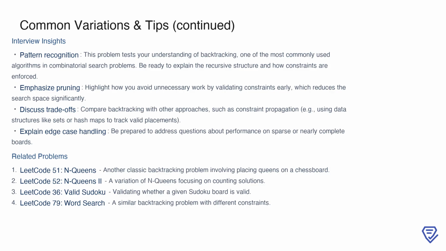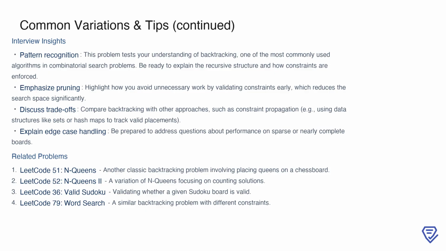Now, from an interview perspective, this problem is an excellent way to showcase your understanding of backtracking, a fundamental algorithm for combinatorial search problems. You should be ready to clearly explain the structure of your recursive function and how you enforce constraints at each step. Additionally, focus on pruning. Describe how validating constraints early allows you to reduce the search space and avoid unnecessary work.